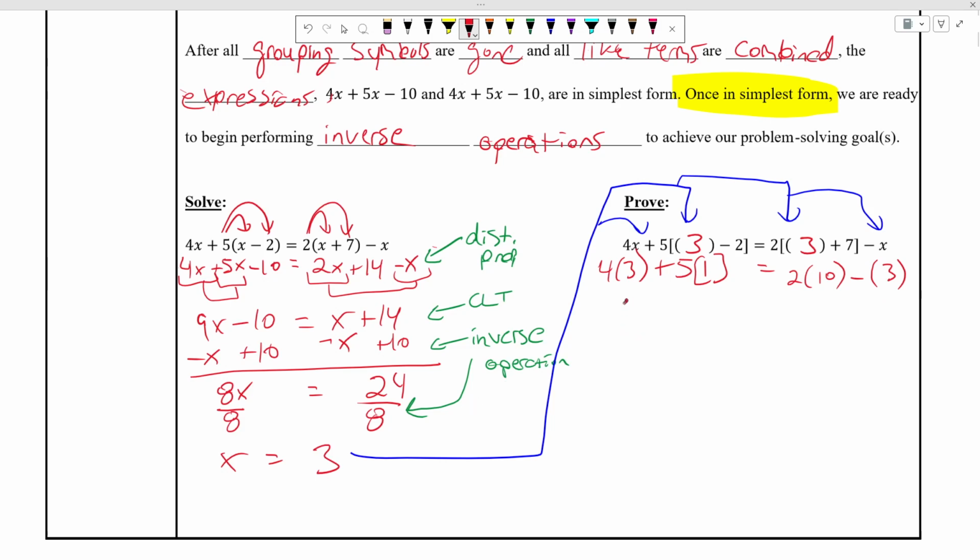Again, order of operations, do multiplication first. So 12 plus 5 equals 20 minus 3. Okay, now I'm at a point where I can evaluate these sides here. All I have left is addition and subtraction. 17 equals 17. Hey guys, this thing that we just did, 17, 17. Yeah, that's true. Our input of 3 resulted in a statement of truth. Thus, our input is correct.